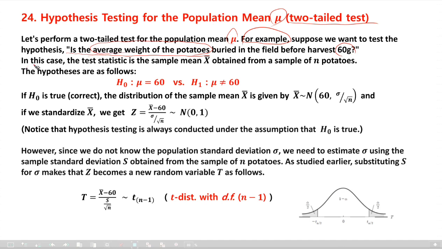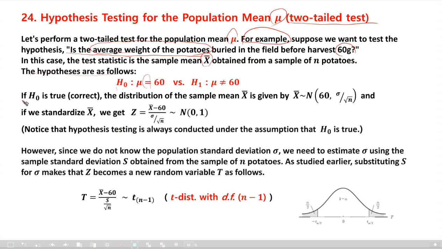In this case, the test statistic is the sample mean x bar because we want to test about average, right? Obtained from a sample of n potatoes. So we want to take n potatoes as a sample, and hypotheses are as follows. H0 is mu is equal to 60. Equality should be in H0, the null hypothesis, versus H1, mu is not equal to 60.